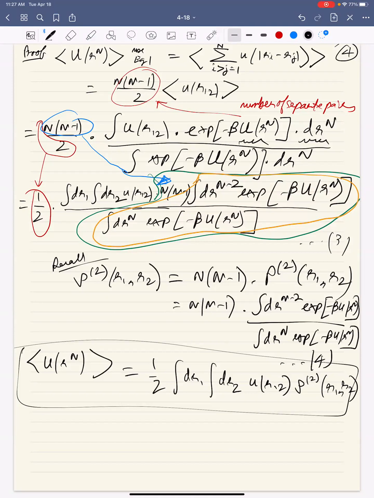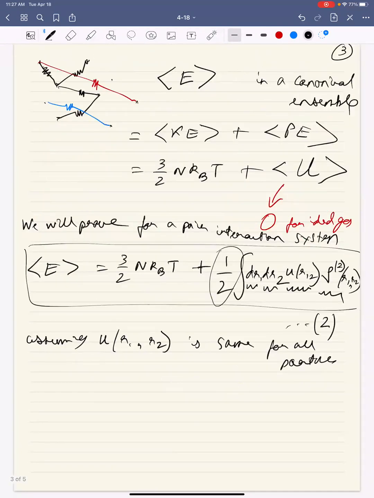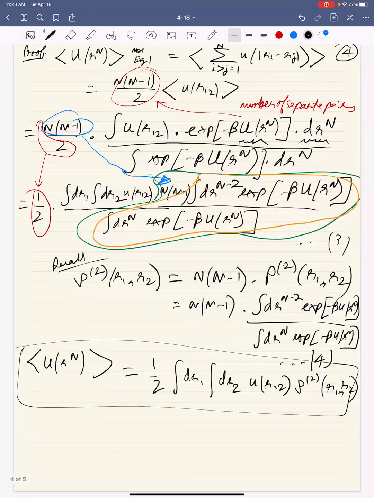You might not be able to derive it on your own if I just gave you a piece of paper. But if I gave you a piece of paper and asked you to write down the average energy for an n-body system made up of only pair interactions, you should be able to write down this equation, because it makes intuitive sense. Okay, let's try to do that together.